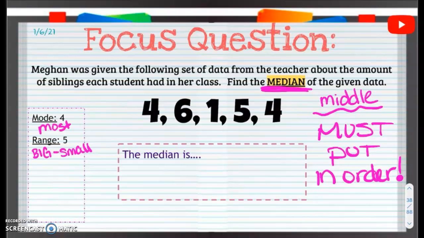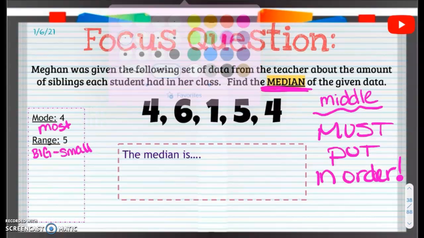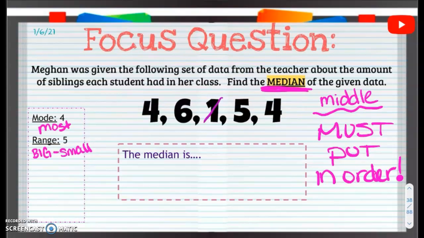All right, so let's put these numbers in order here. First, I have a 1. Then I have a 4. Then I have another 4. I have a 5. Then I have a 6.